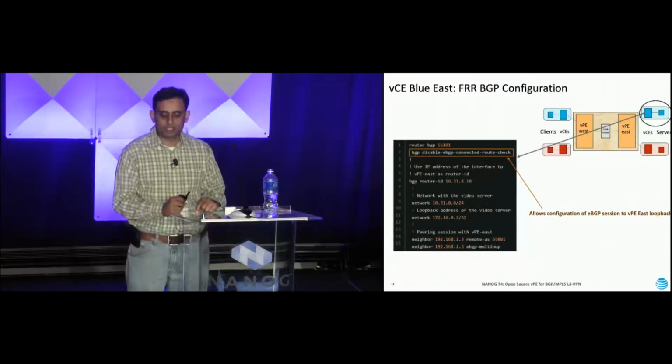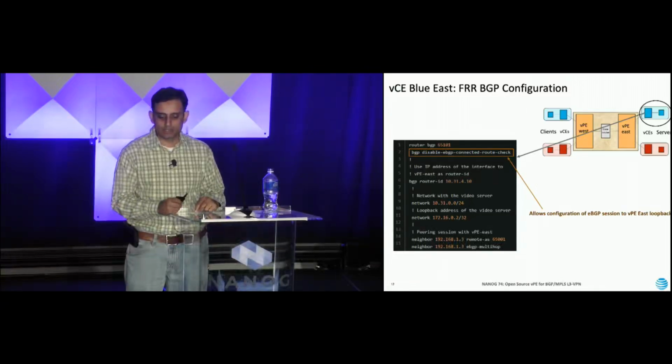This is the BGP configuration on VCE. For VCEs, we used the FRR BGP daemon, and you can see the configuration over here. The second line, which I have highlighted in the configuration, allows configuration of the session to PE's loopback as opposed to the interface facing the VCE.